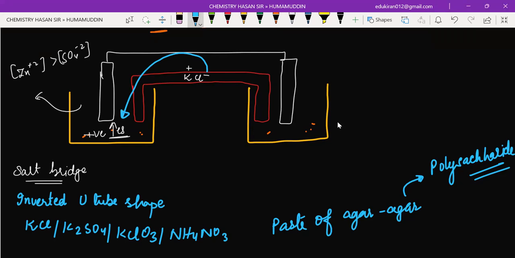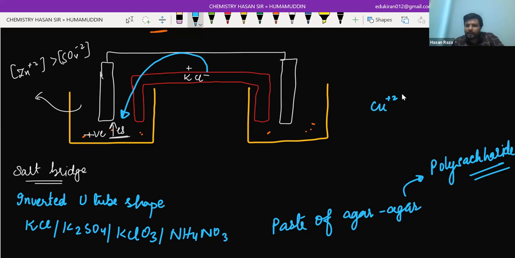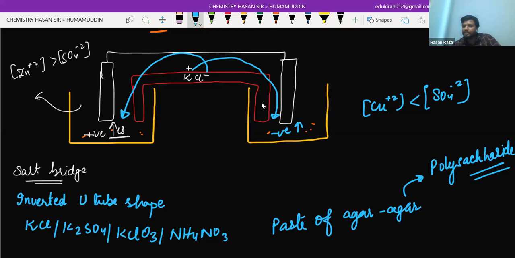Yes. Now see, here you have seen that Cu plus 2 has lesser concentration than SO4 minus 2. That means here the negative charge increases. And to neutralize it, this K plus will come into play and neutralize the solution. And in this way, it increases the life of the battery. Are you getting my point?